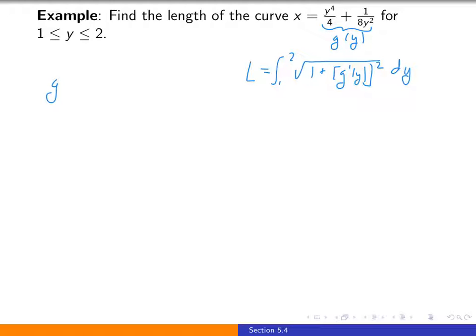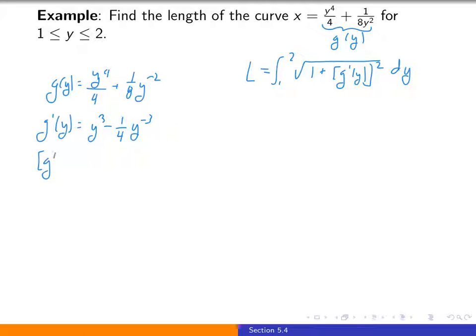So g of y is y to the 4th over 4 plus 1/8 times y to the minus 2. So when we differentiate this term by term using our power rule, we're going to have y cubed minus 1/4 y to the minus 3. And we need to think about what this will be when we square it.